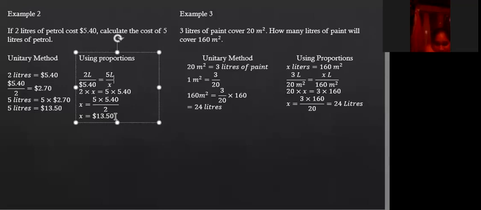Now, in this example, we have 3 liters of paint covering 20 meters squared. How many liters of paint will cover 160 meters squared? So the unitary method: 20 meters squared is equal to 3 liters of paint. So we want to find for 1 meter squared, which is 3 over 20.